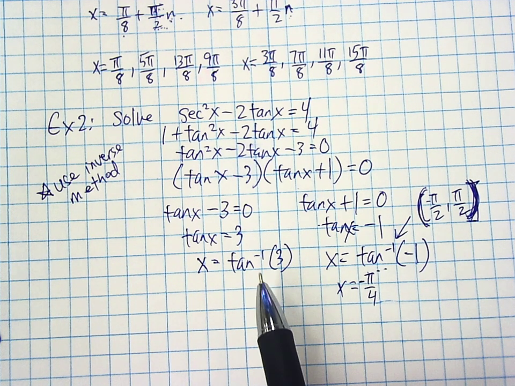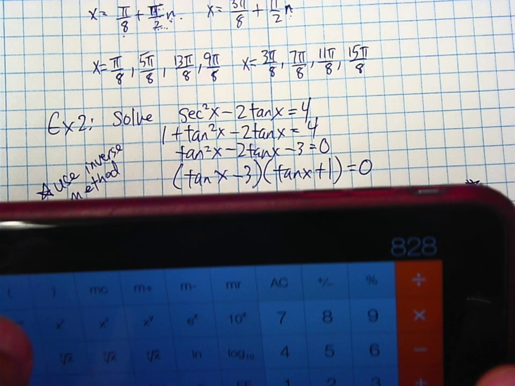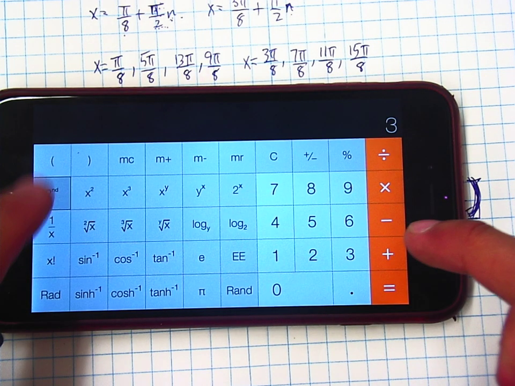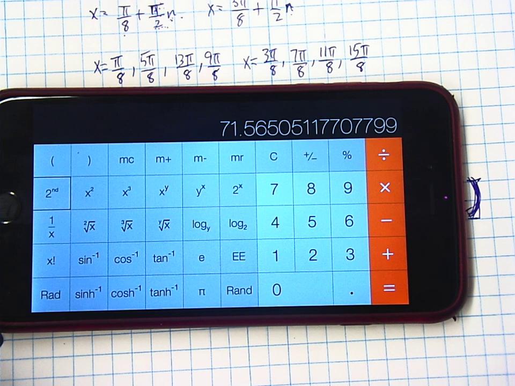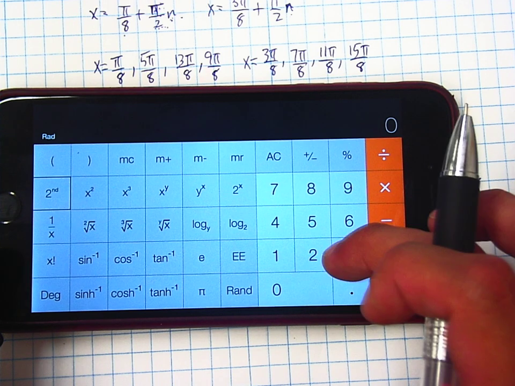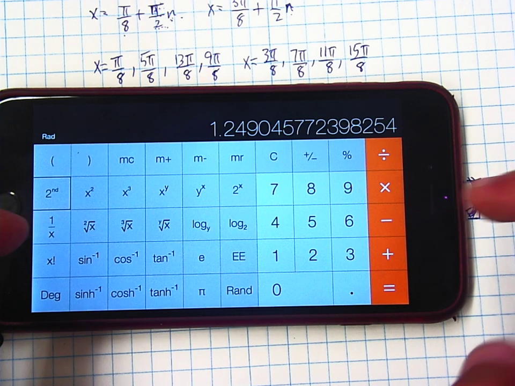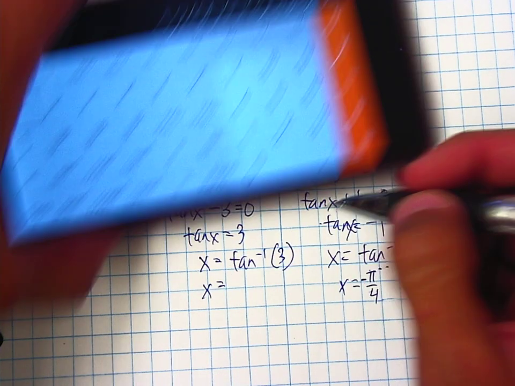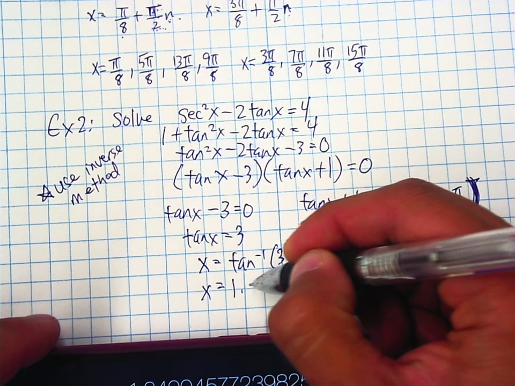Okay, and then arctan of 3, that's actually not a value that we know. So what we could do is put it in your calculator. And if you try to put in arctan of 3, see what you get. Oh, and make sure you're in radians actually. So let's be in radians. So again, 3, arctan. So it's 1.249. So x equals 1.249.